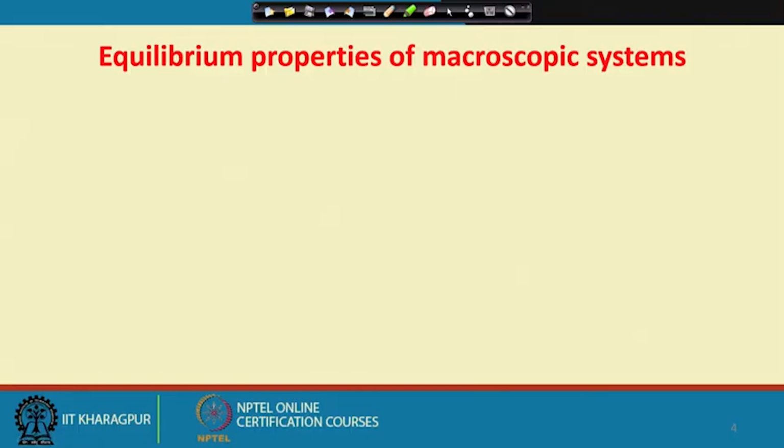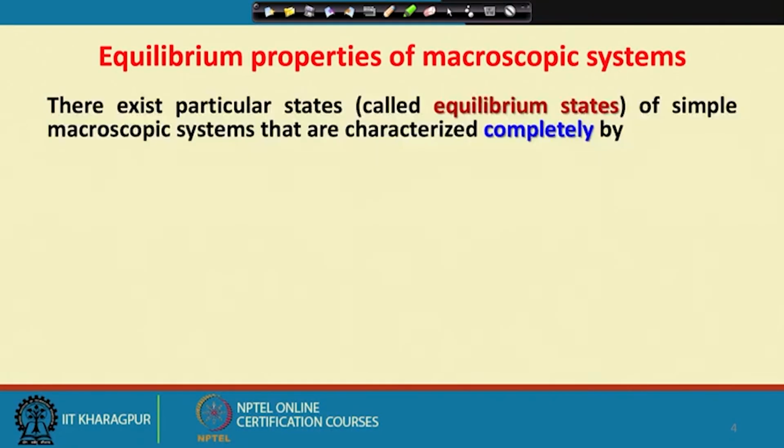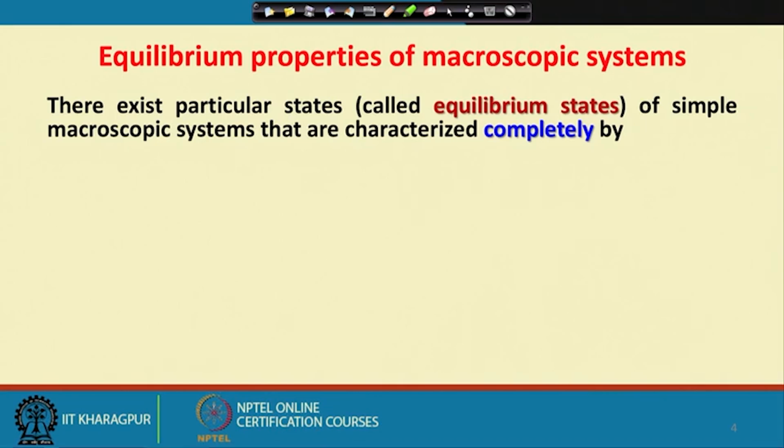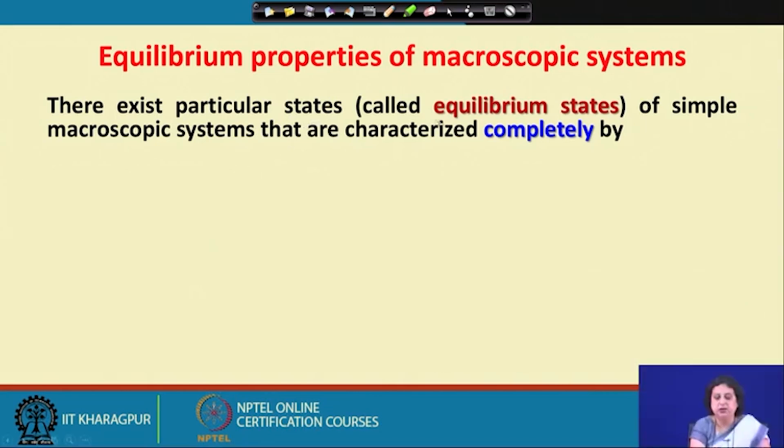Now, when we talk about the equilibrium properties of a macroscopic system, the fundamental statement of thermodynamics is that there exists a particular state that is called the equilibrium state of simple macroscopic systems that are completely characterized by only 3 variables. Now, this is probably the most important property of the entire subject area of thermodynamics.